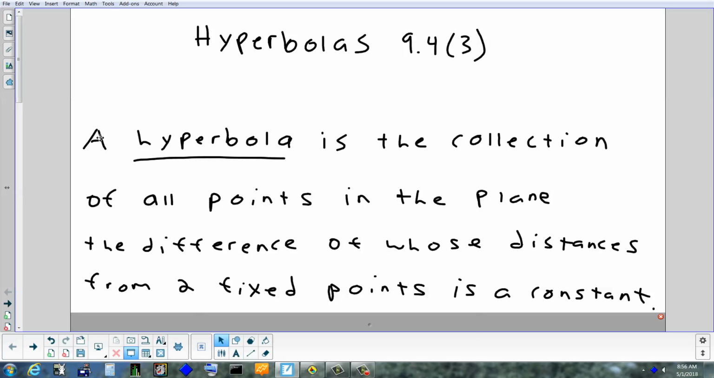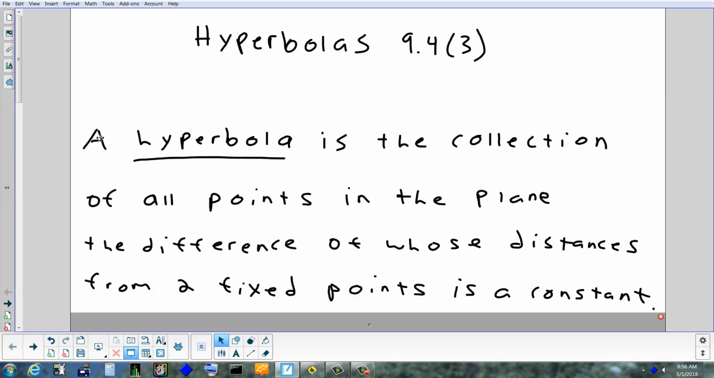So you find a point somewhere on the hyperbola, measure the distance from that point to the first focus, measure the distance from that point to the second focus, and subtract the two numbers. Yesterday it was the sum of two distances that was a constant. Today it's the difference of two distances. And again, because this is a figure in the plane, a hyperbola is a flat, two-dimensional shape.